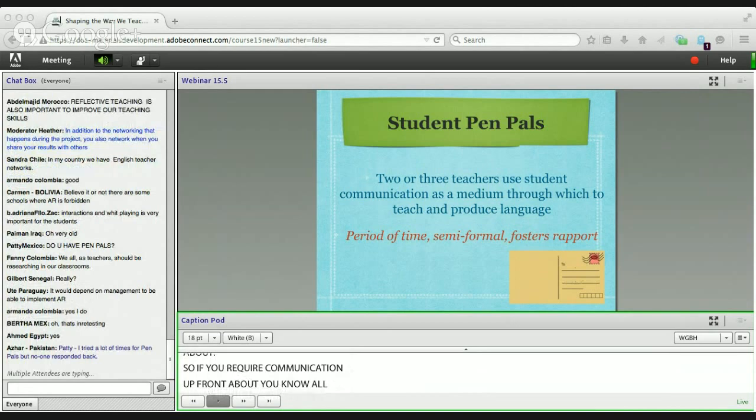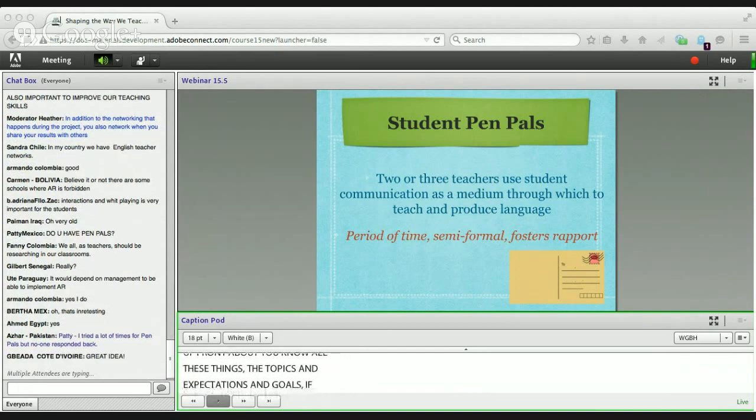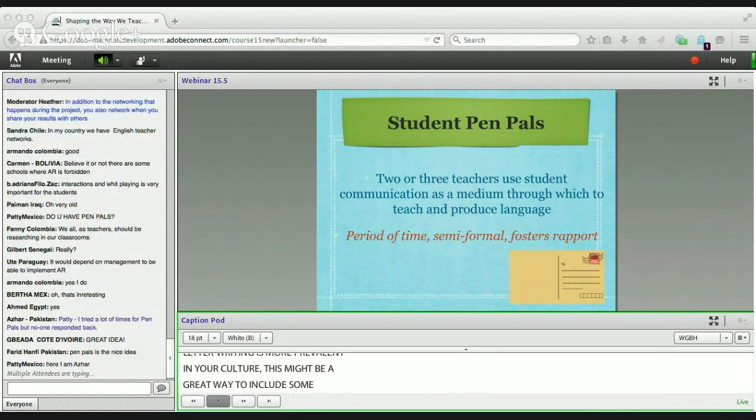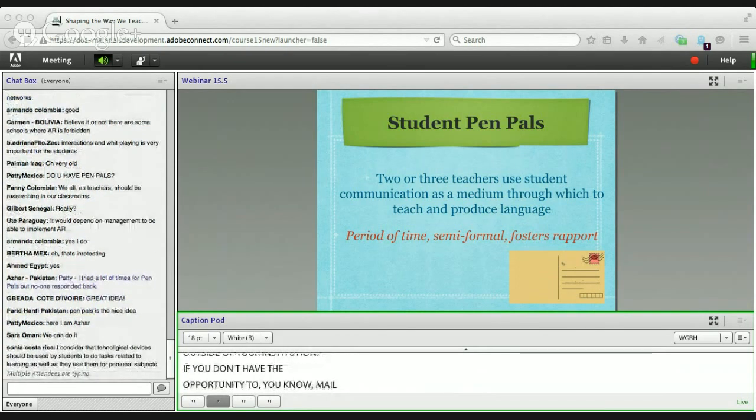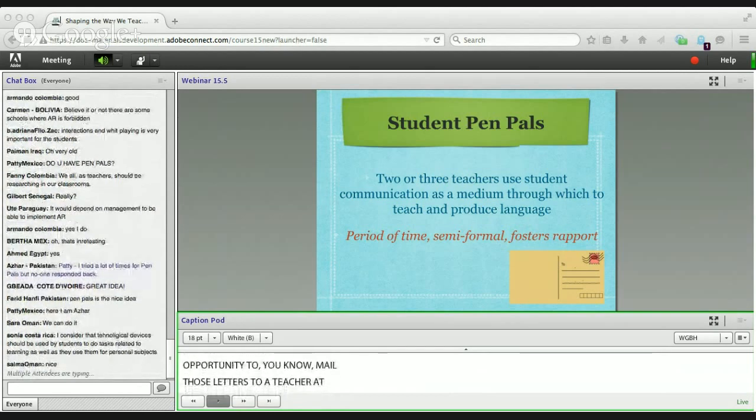If letter writing is more prevalent in your culture, this might be a great way to include some collaboration with a teacher outside of your institution. If you don't have the opportunity to mail those letters to another teacher at another institution, you could do it right within your own institution, and you just collect the letters from your students and you give them to the other teacher by hand. So this would be over a period of time.